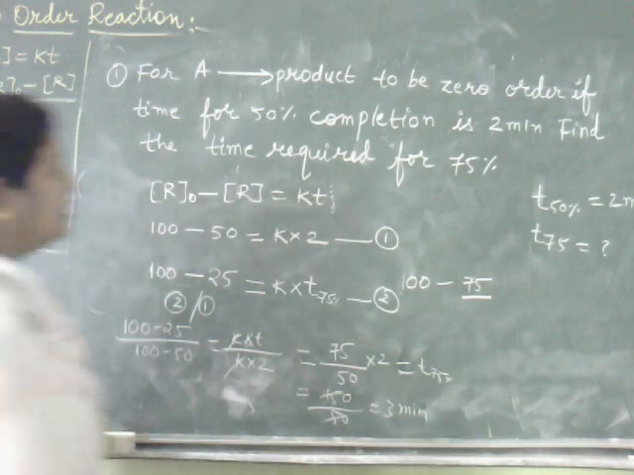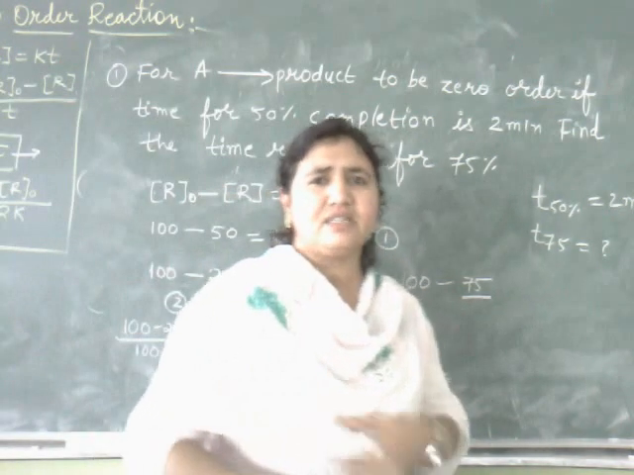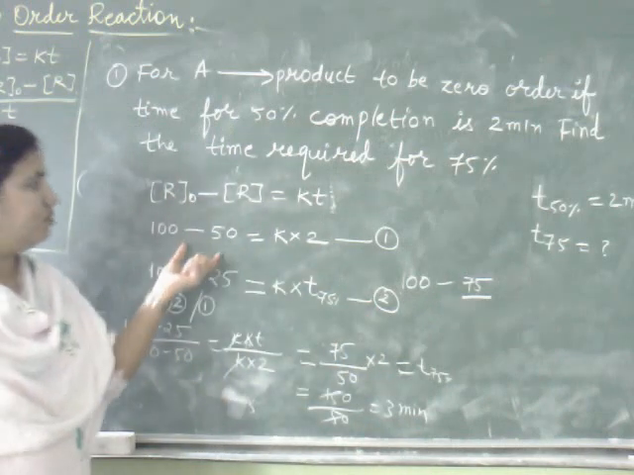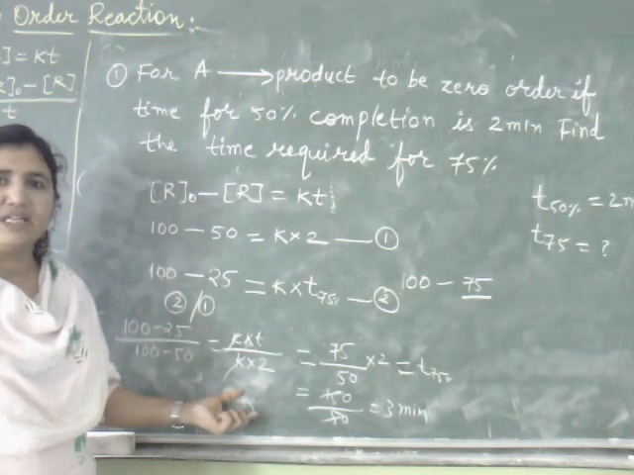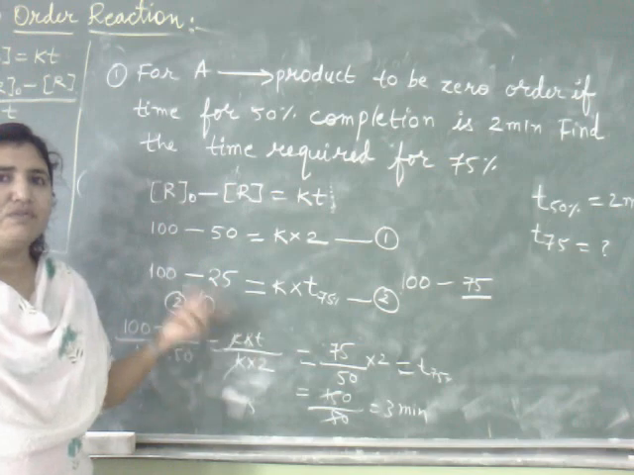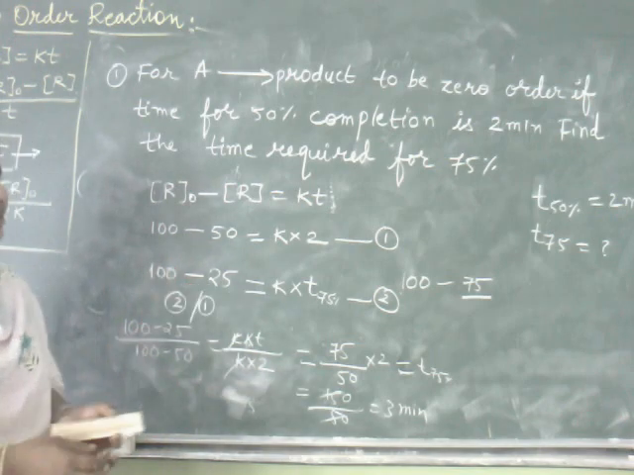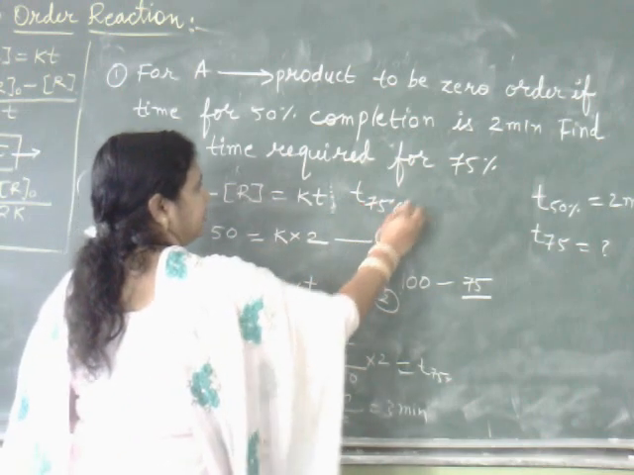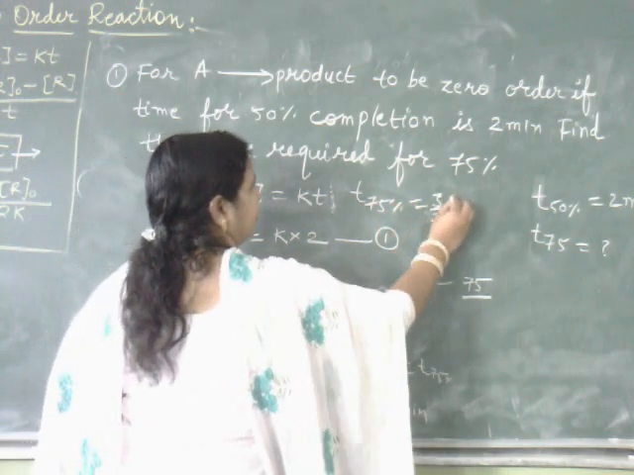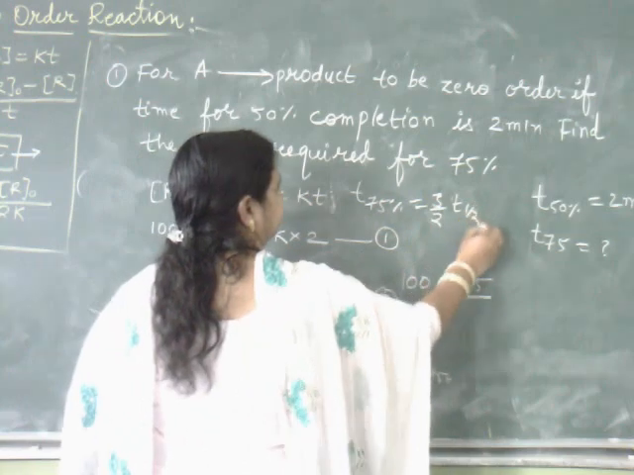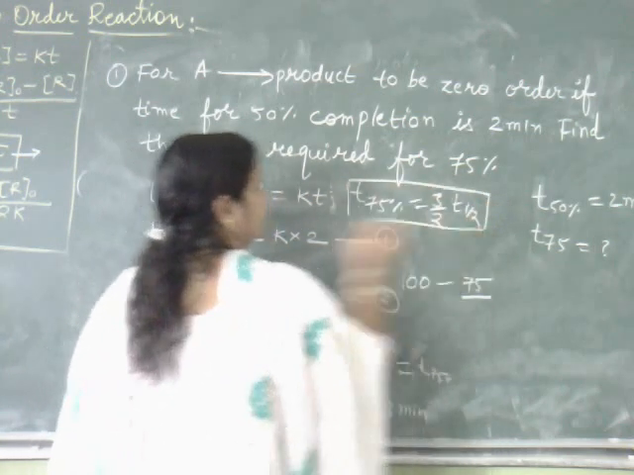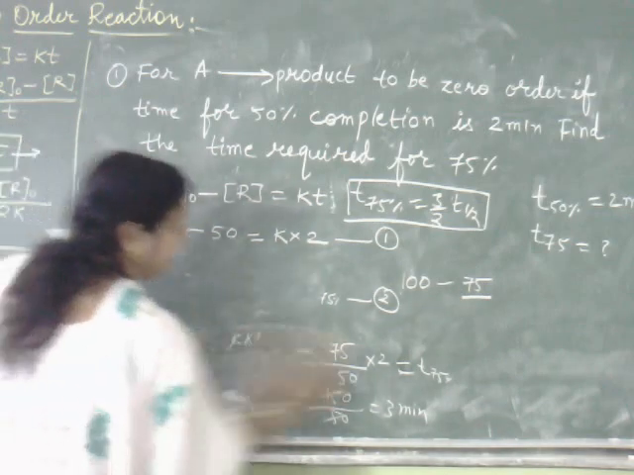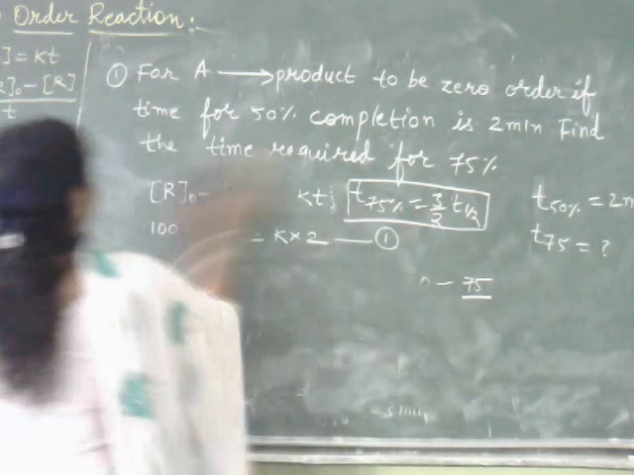So to solve such type of problems, we have 3 methods. If you can't understand the trick, directly you just put into this formula, divide and you will get the answer. Or you can remember that formula for T 75%. This formula you have to remember. T 75% is equal to 3 by 2 T half. So you can find out the answer easily. Next, like this only we have one more question.